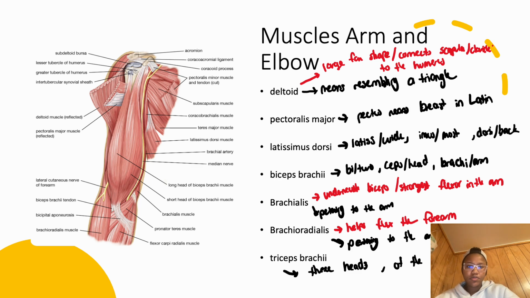And now we're going to have the latissimus dorsi. Latis means wide, mus means most, and dorsi means back, so the most wide muscle in the back. And then we're going to have the biceps, so a muscle that has two heads, and it pertains to the arm. Now we have the brachialis, which literally means pertaining to the arm, which isn't really helpful. Basically, it's underneath the biceps, and it's the strongest flexor in the arm. Next, the brachioradialis, which is pertaining to the arm and radius, and it helps flex the forearm. And lastly, we're going to have the triceps brachii, which has three heads, and it's pertaining to the arm.